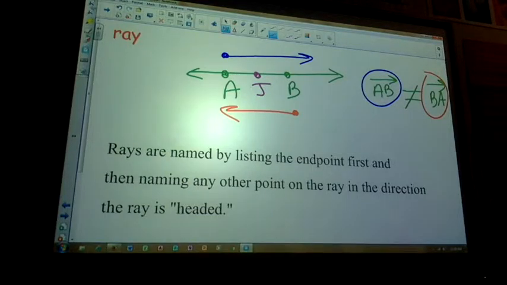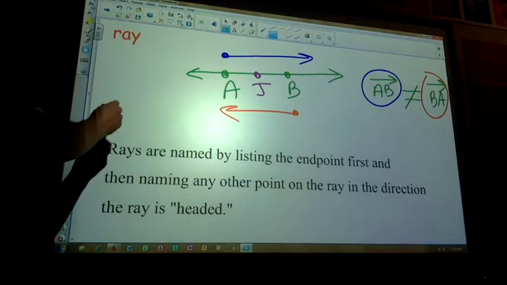oh shoot, I just said the wrong thing. Ray AJ and ray AB are the same ray. Why? Yeah. Going in the same direction. Same direction and same line and same start.